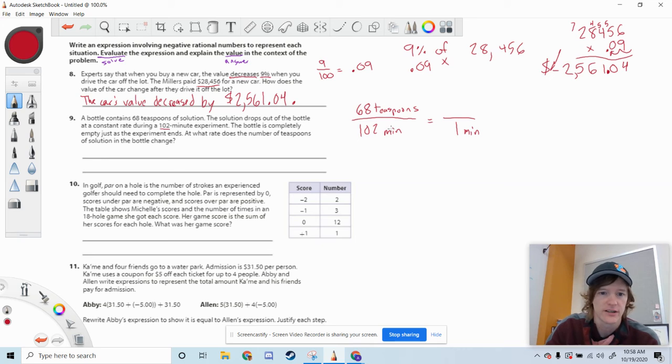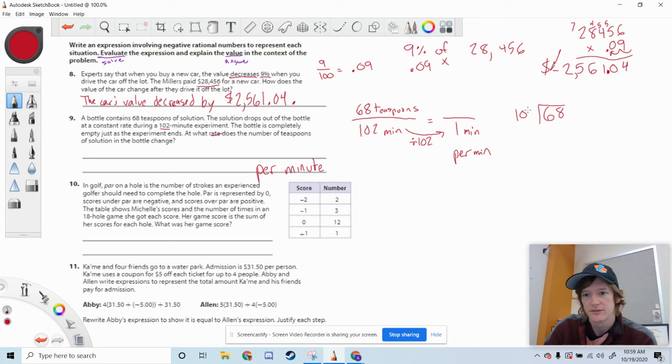If I'm going to find the rate of change, if I'm going to find the rate, I want to find out per minute. So my final answer is in per minute. That's how you write rate. It's a unit rate. So let's see. From here to here, these are equivalent fractions. Notice I divided by 102. So I need to do 68 divided by 102. That sounds fun. So let's see. 68 divided by 102.